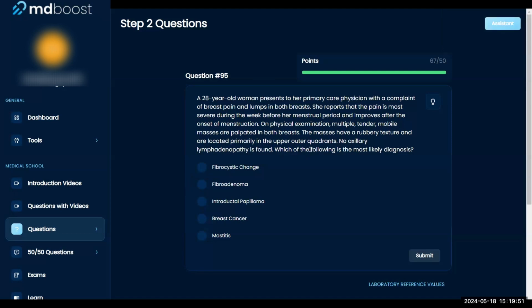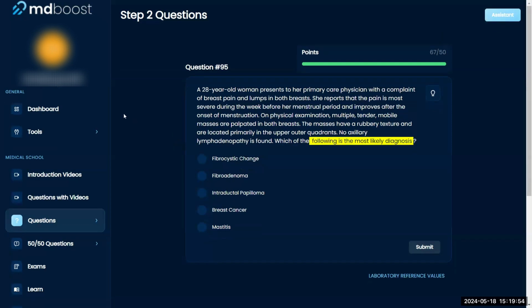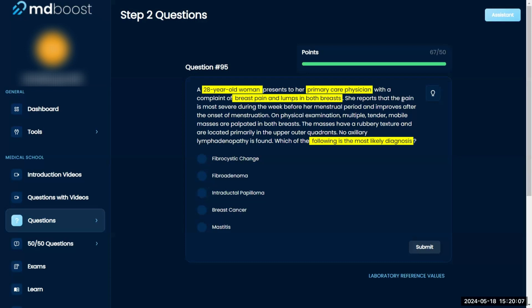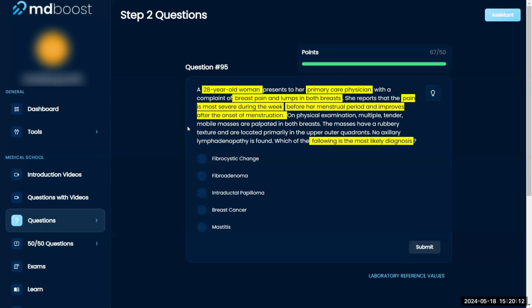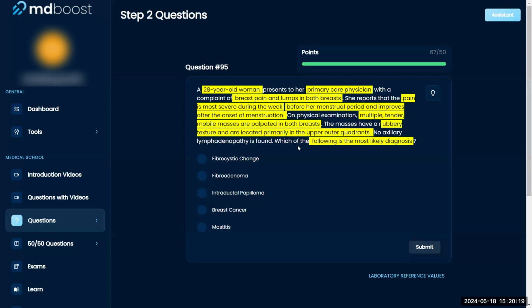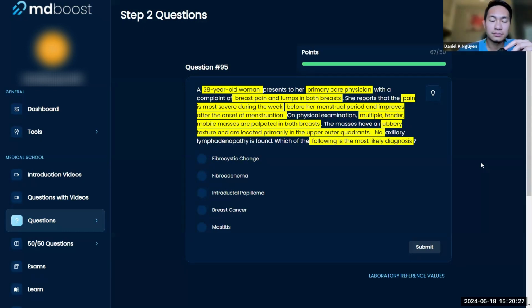All right, so most likely diagnosis question looks like breast mass type. A 28-year-old woman presents to her PCP with a complaint of breast pain and lumps in both breasts. Reports that the pain is most severe during the week before her menstrual period and improves after the onset of menstruation. Physical examination, multiple tender mobile masses are palpated in both breasts. They have the masses of a rubbery texture and are located primarily in the upper outer quadrants. No lymphadenopathy. Most likely diagnosis.